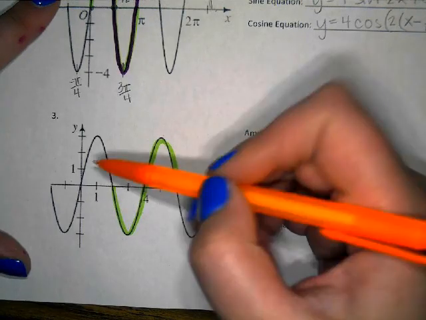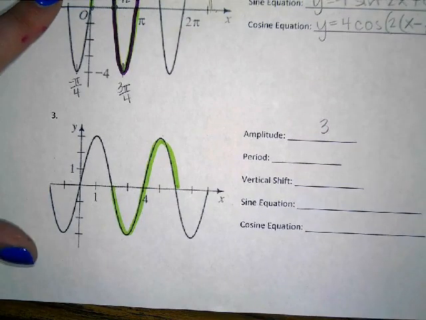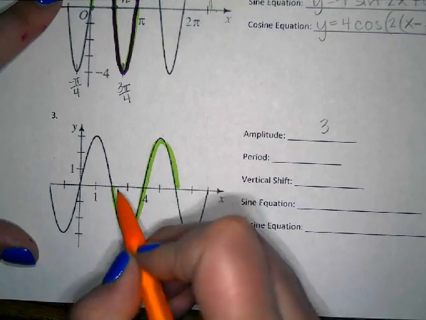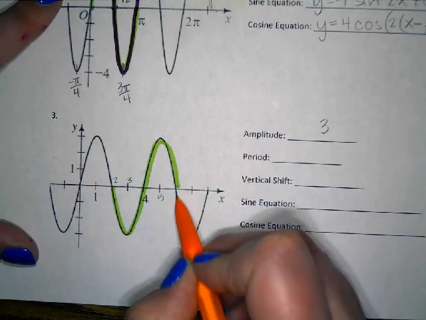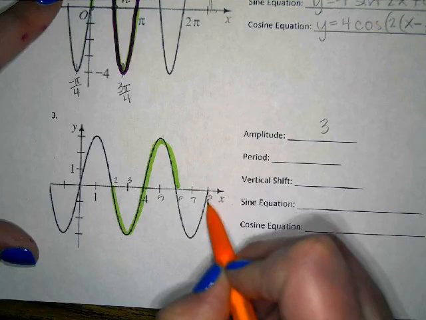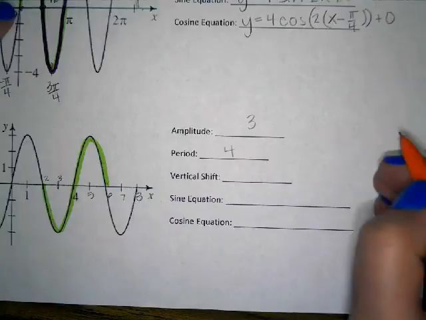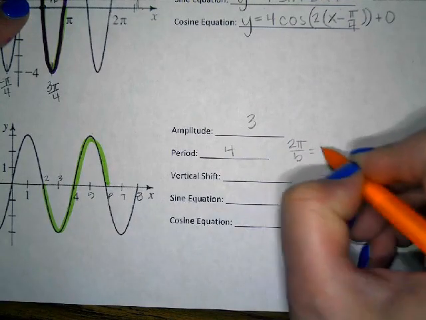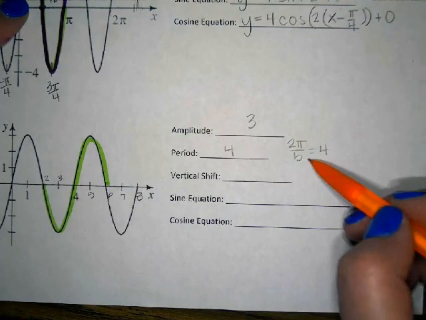The period of the graph is, so this is 1, 2, 3, 4, 5, 6, 7, 8. Yeah, so it goes from 2 to 6. So the period of the graph is 4. So we have 2 pi over b equals 4. And we're going to have to solve for b. So I'll multiply the b up here. I have 2 pi equals 4b.